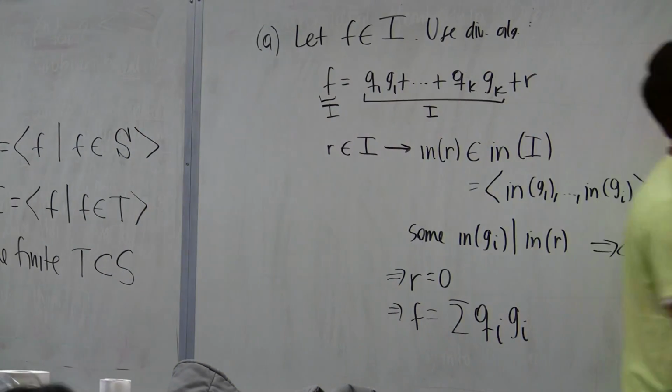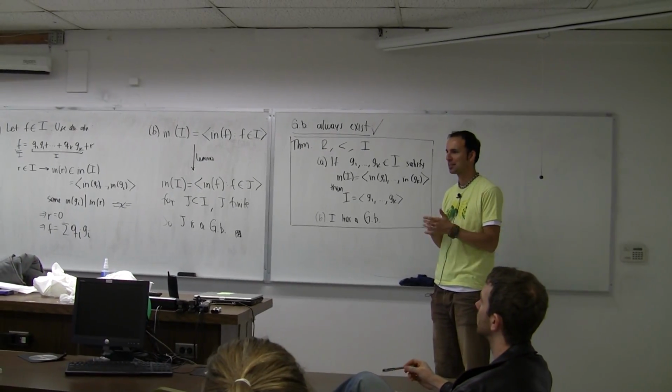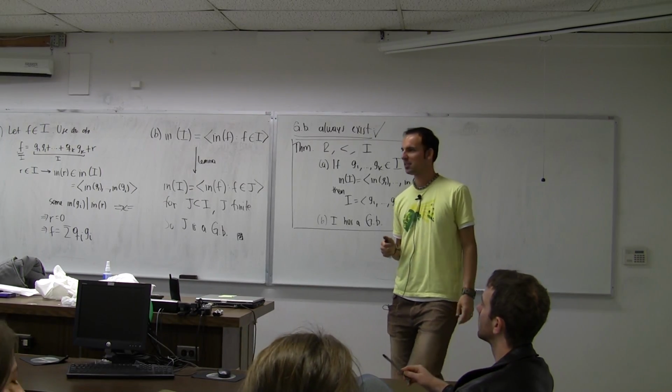This is peace of mind. It's peace of mind because we know that Gröbner bases exist and we know that they're useful, so you're not necessarily wasting your time. Any questions?